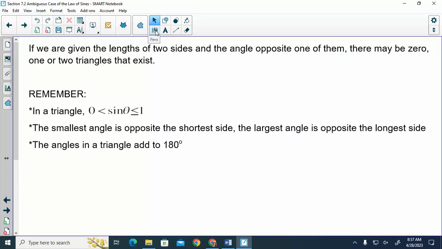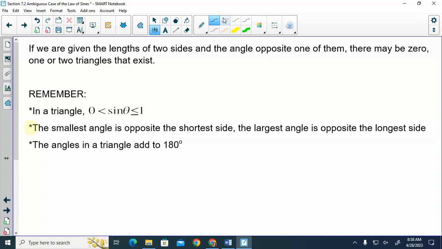And then the second one is something I mentioned yesterday in checking our answers. When you do these problems, your smallest angle always has to be across from the smallest side. Biggest angle has to be opposite the biggest side. And that will be probably the thing we use most often to verify if we have one or two triangles that solve our problem. So typically when we don't have any solutions, it'll be because of the first one.